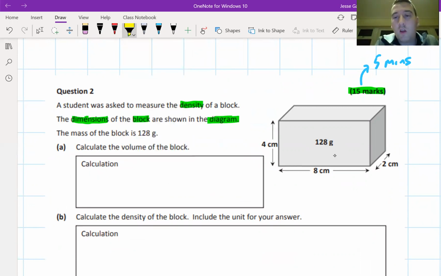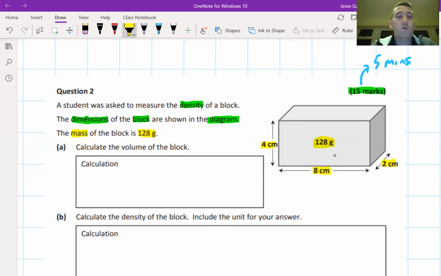So what do we know? Well, we know the block is 128 grams, and we're told that the mass of the block is 128 grams. So mass is 128. And we're also told that the dimensions of the block are 4 centimeters high, 8 centimeters wide, and 2 centimeters width.